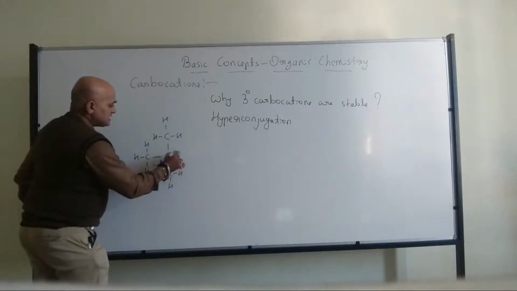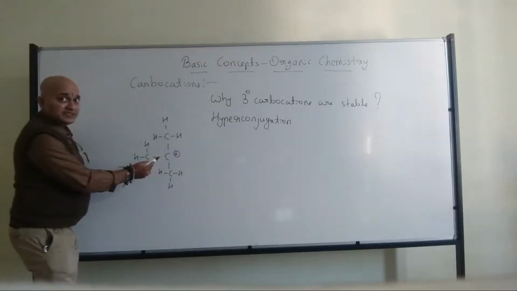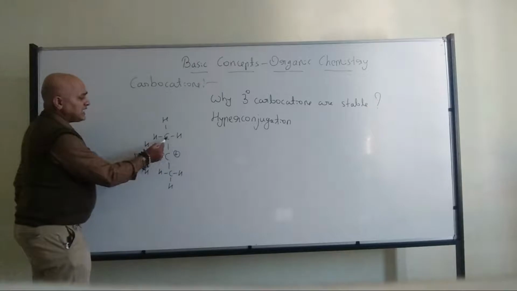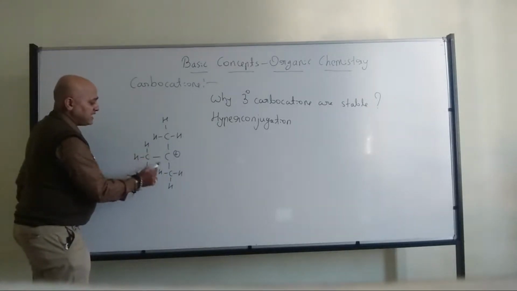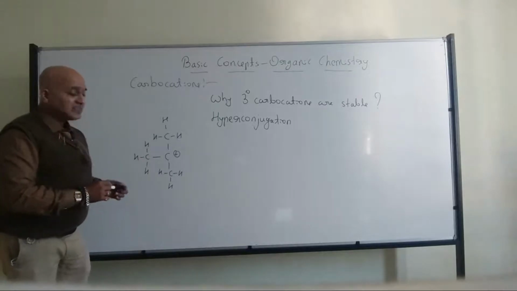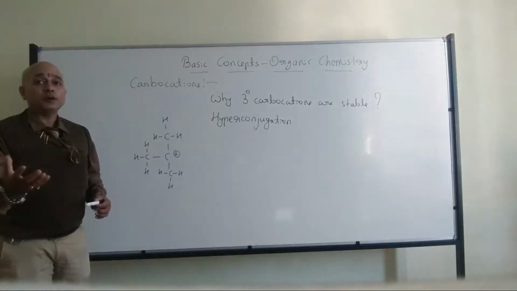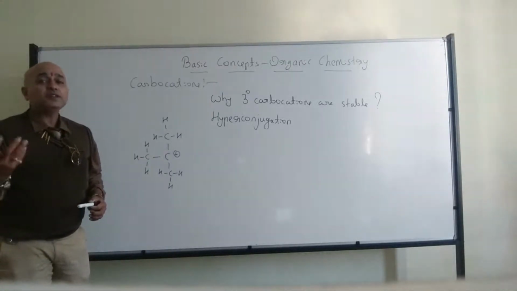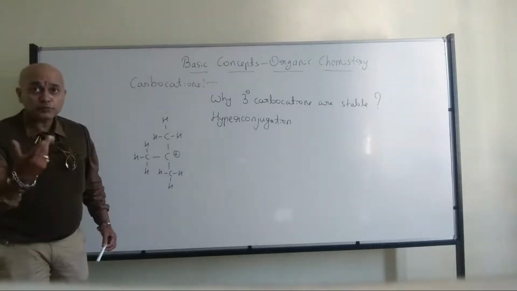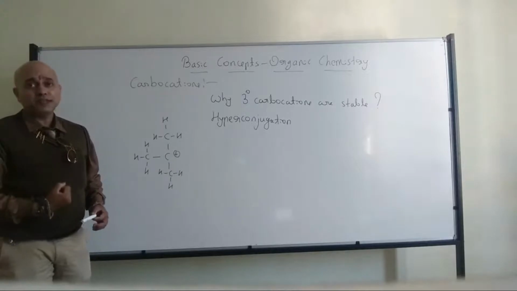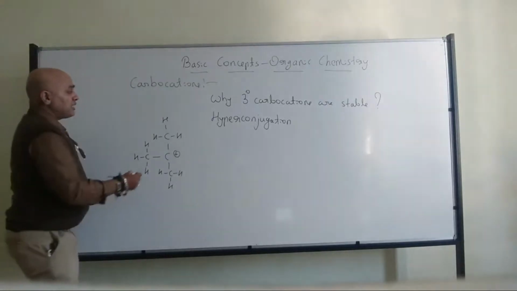Since this carbon has a positive charge, it will approach any of these neighboring carbons and beg them: please help me out. I'm not in the octet state, I'm in the sextet state. I want to have the stability like you people. So please help me out. Due to that, what will happen?